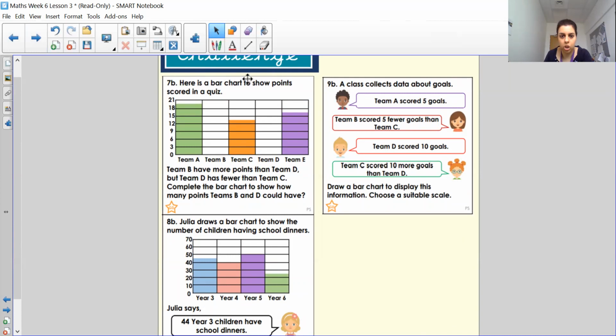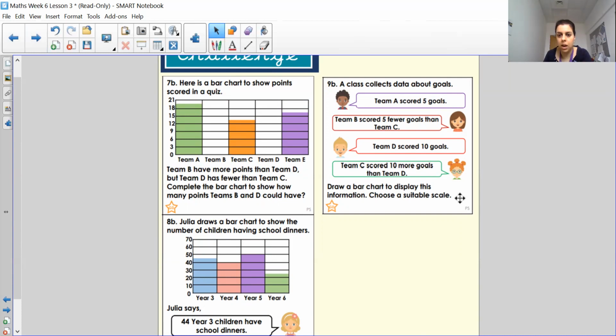Here is a bar chart to show points scored in a quiz. So this time my scale at the side is going up in 3s. And you've got the different teams. Team B have more points than Team D, but Team D has fewer than Team C. Complete the bar chart to show how many points Team B and D could have.